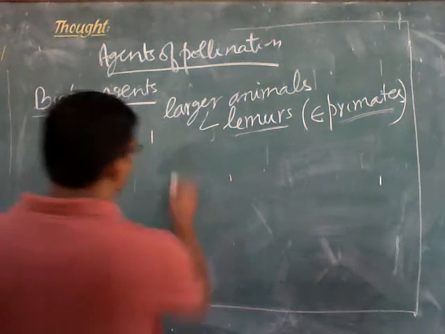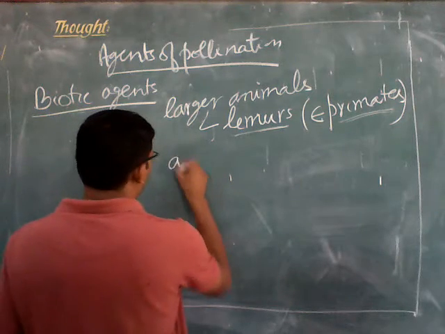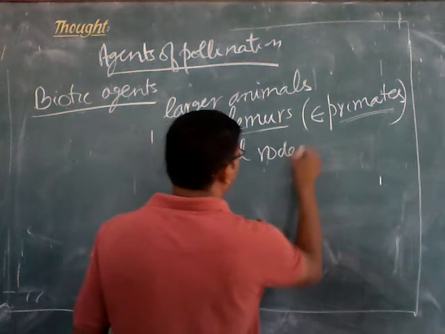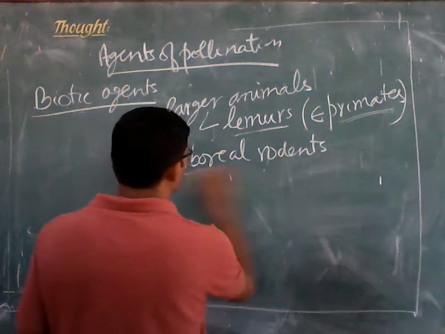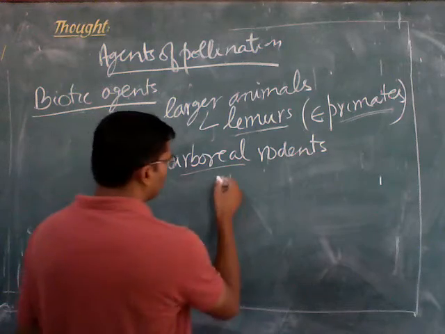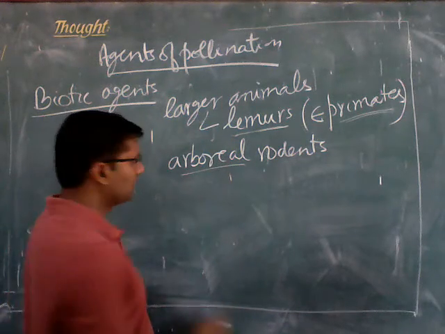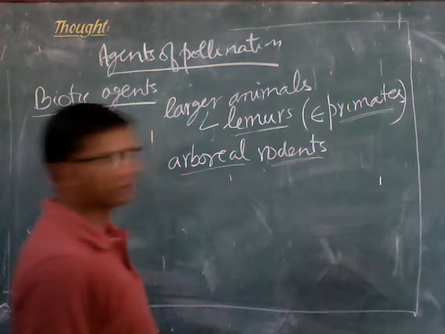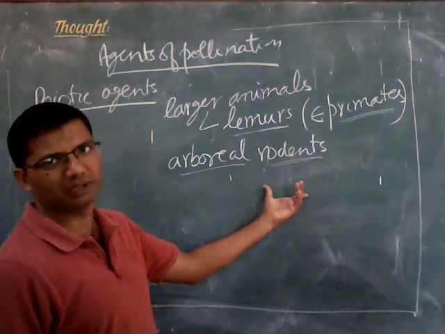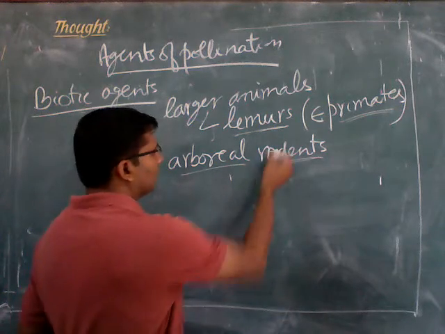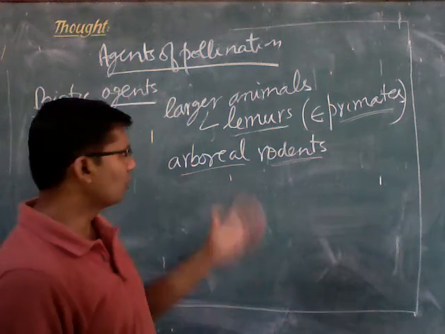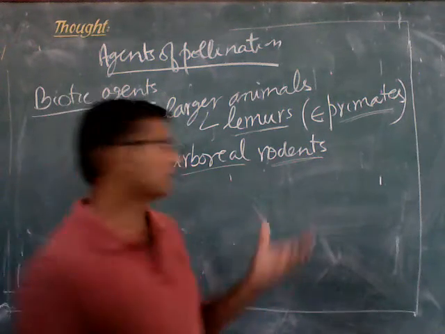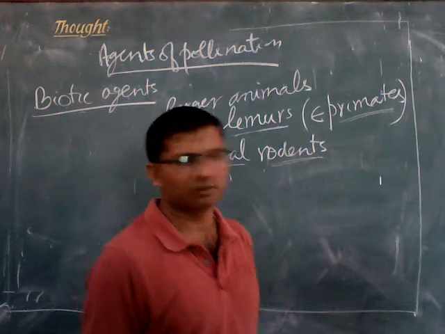Then there are certain arboreal organisms. What is the meaning of arboreal organisms? Arboreal organisms are those which can climb over the tree. And rodents means mice, rats and so on; all of these are placed in the rodents category. Arboreal rodents, that means those mice or rats which can climb on the tree and reach the flowers, also help in the pollination of certain flowers.